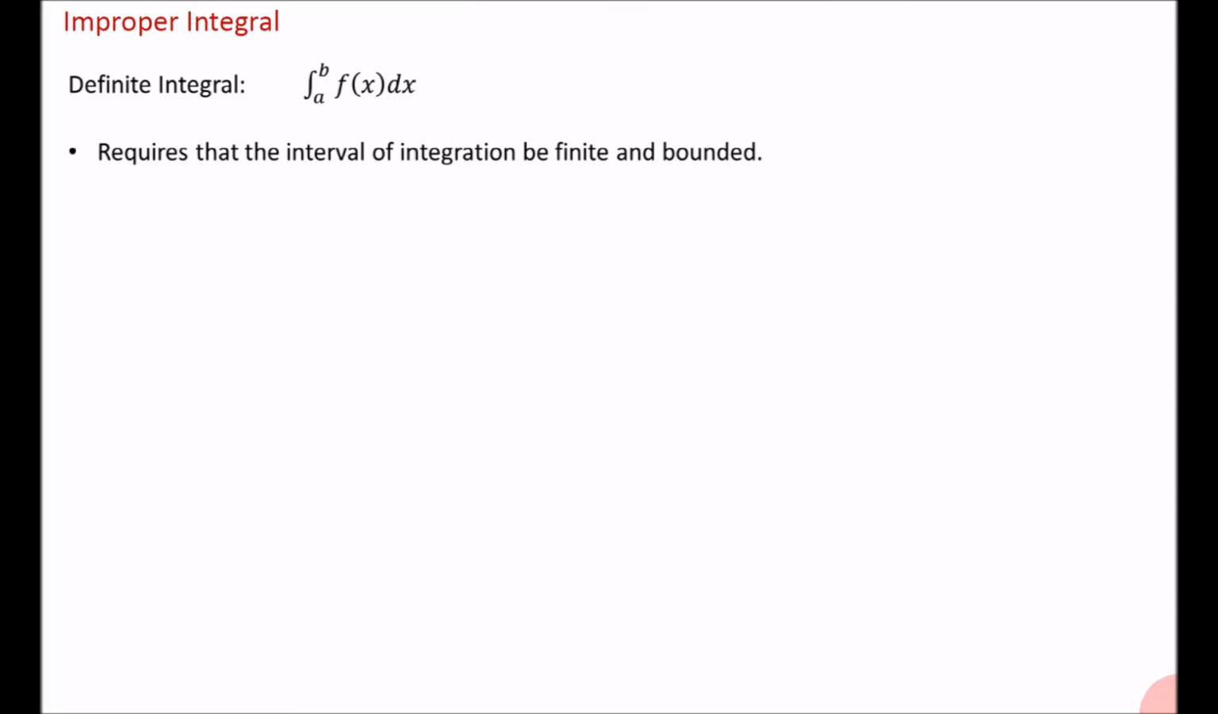Hi everyone, today I'll be going through improper integration. Actually, improper integration is an extension of your definite integral.